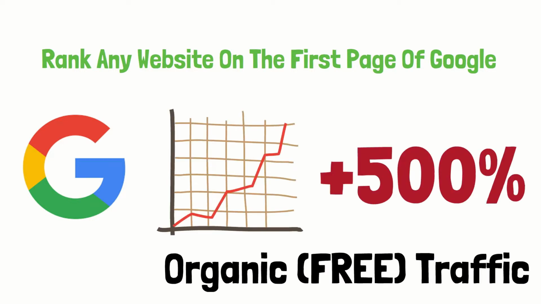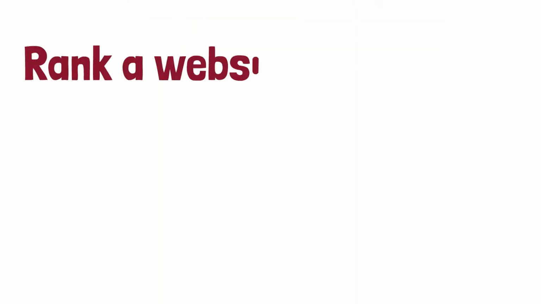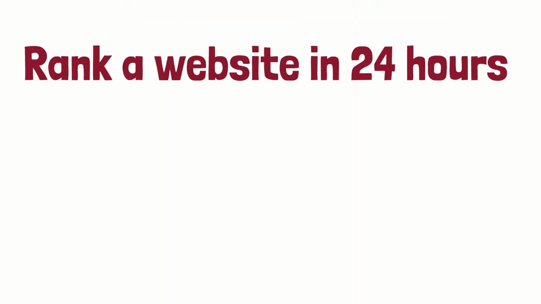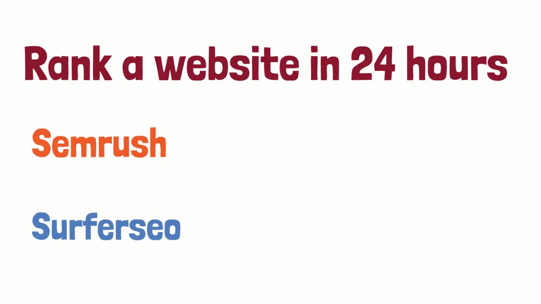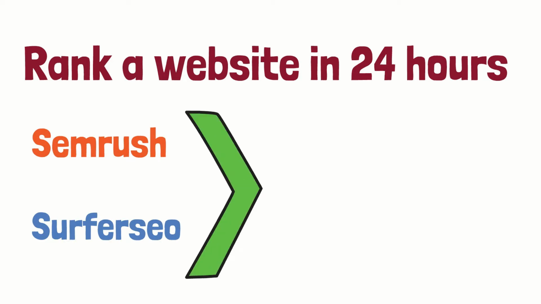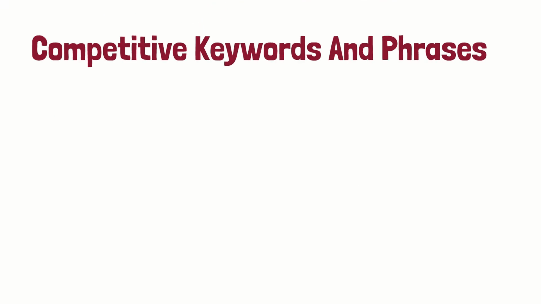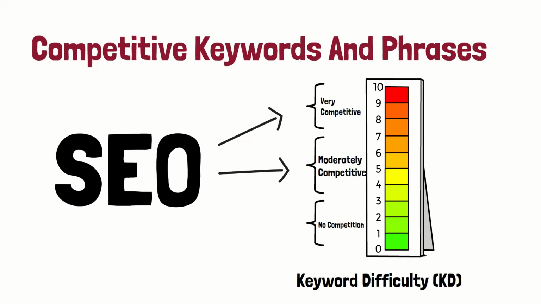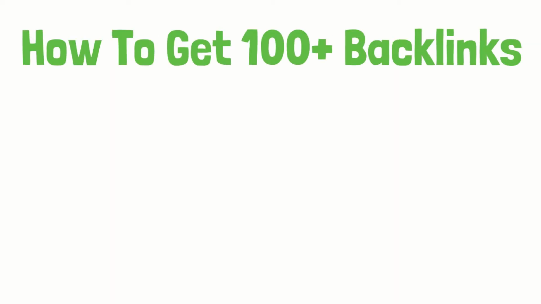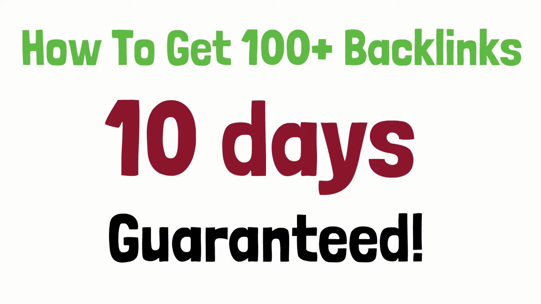In previous videos, I've shown how you can rank a website in 24 hours using tools like SEMrush and Surfer SEO. This works really well when you target low competition keywords. When you want to go after more competitive keywords and phrases, you might need to take your SEO to the next level. In this video, I'm going to show you how to get 100 backlinks in 10 days guaranteed.